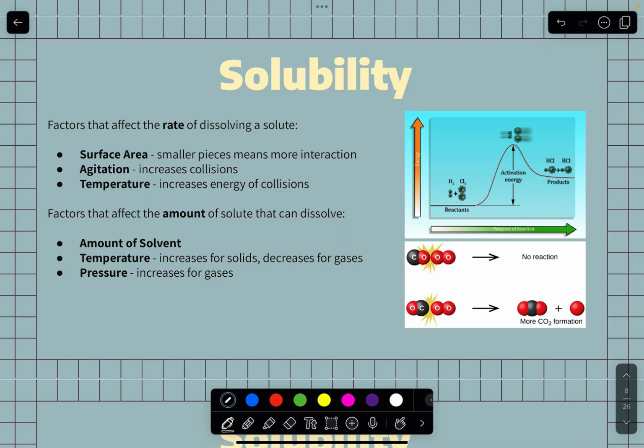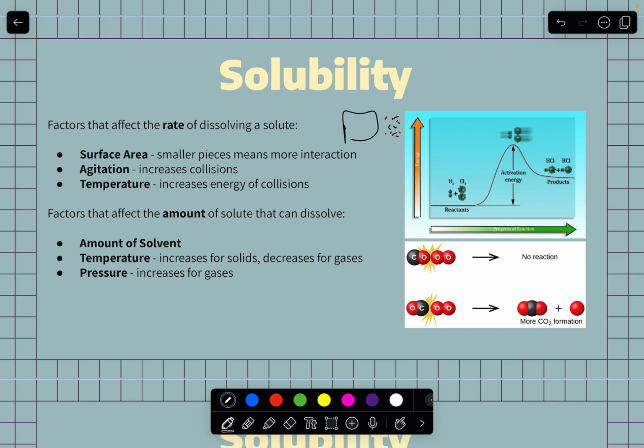Okay, so with solubility, the factors that affect the rate include the surface area. So how big your particles are, if you have one big chunk, or if you break it down to a powder, smaller pieces. Agitation, if you mix it together, it's going to have the particles collide with each other more. And then temperature, right? If you increase the temperature, the particles are moving faster, they have more energy, so they can collide with each other more often.